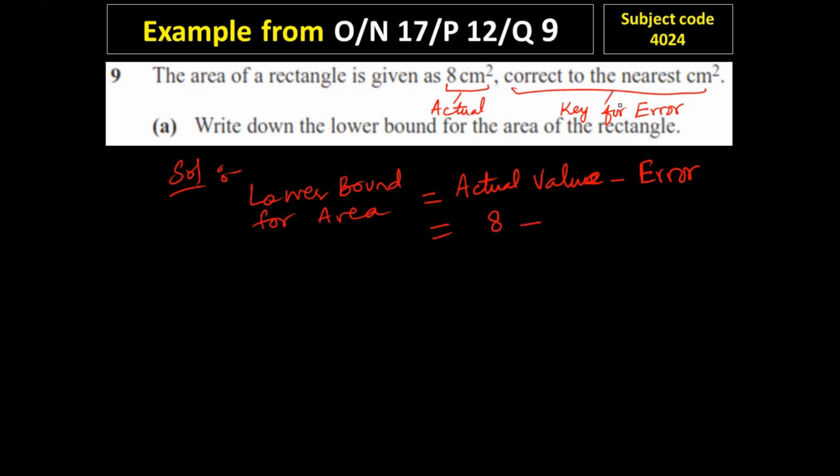I have explained in lesson number 1 how to find the error. The keyword is nearest 1 centimeter square, so half of 1 is 0.5. So 8 minus 0.5. It is a calculator based question, so you can use the calculator, no problem. 8 minus 0.5 will be 7.5 centimeters square, which is the lower bound area.